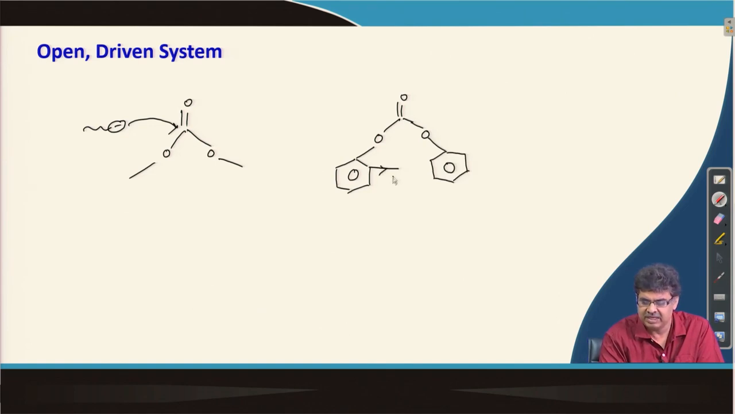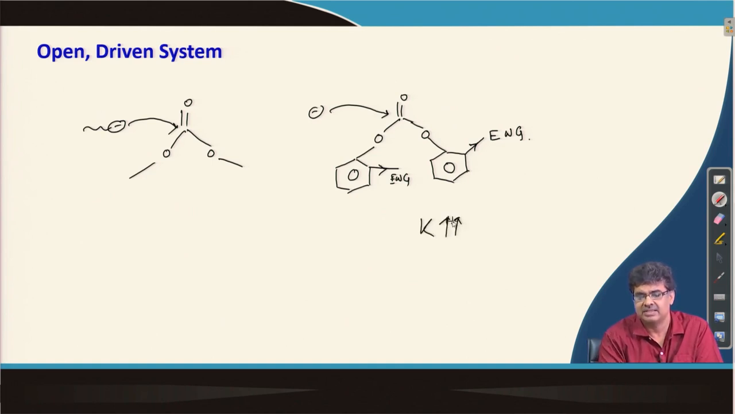Now, if we have an electron withdrawing group in the ortho positions, we had phenol earlier. If we add a strong electron withdrawing group at the ortho position, then we can increase the electrophilicity of this carbon. As a result, the attack of the phenolate will be much easier or much more probable, and the K value of this reaction goes up.